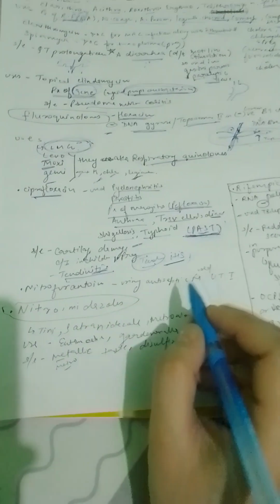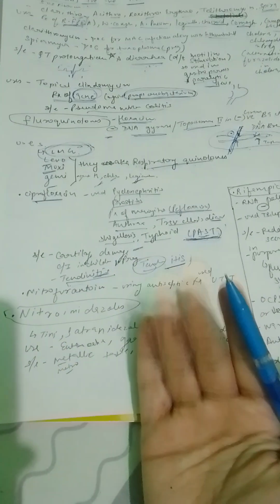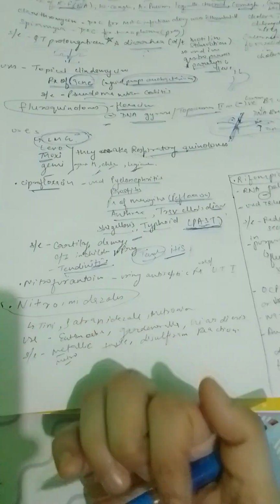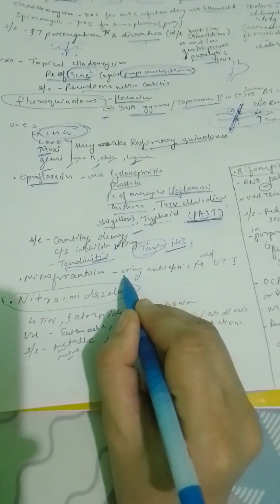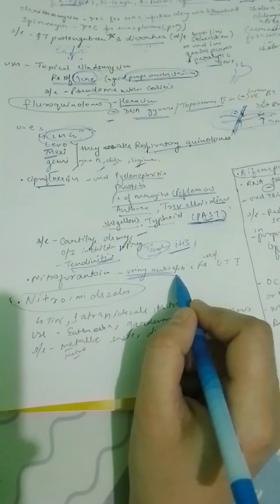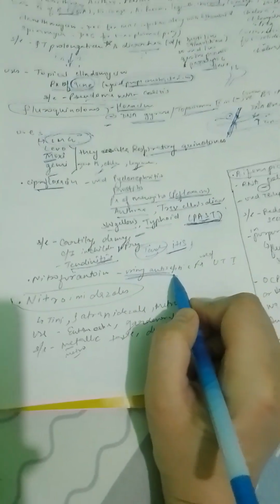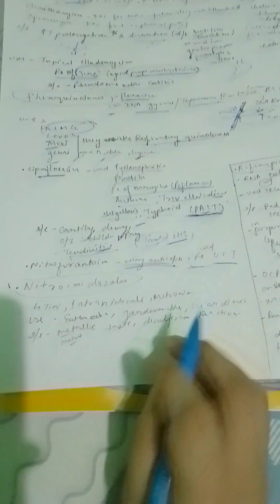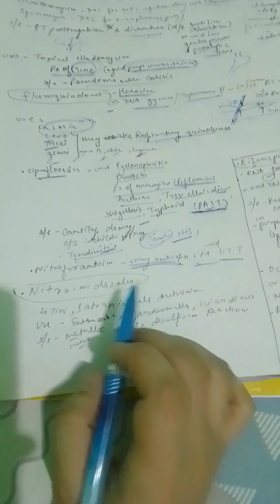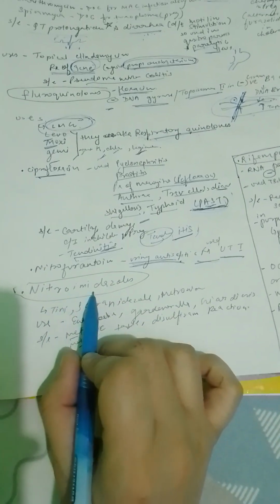Now another drug is nitrofurantoin. This is another antibiotic belonging to the nitrofurantoins, and basically they are used as urinary antiseptics. So we can say we use it in the treatment of UTIs, urinary tract infections.